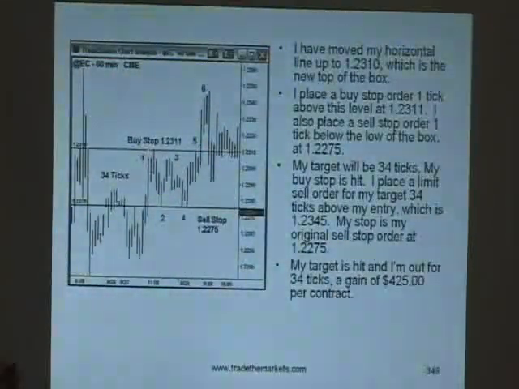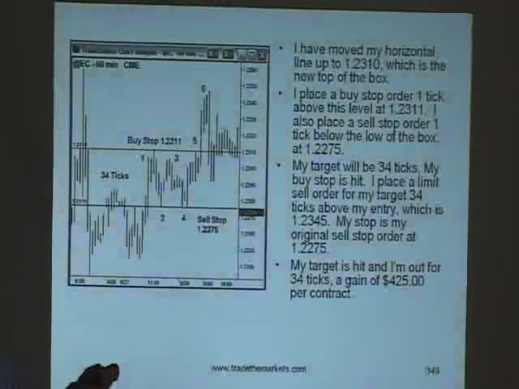Once I've got 2 tests of the highs and 2 tests of the lows, I'm then able to place a buy stop and a sell stop. This box is 34 ticks wide. So what's my target on a breakout? It's 34 ticks. My sell stop stays in place to be an actual stop if it were to reverse and stop me out. So about a 1-to-1 risk-reward ratio. Pretty simple play. Any questions on it? Yeah, it's going to be 2 tests of each. I'll just show you one more example.